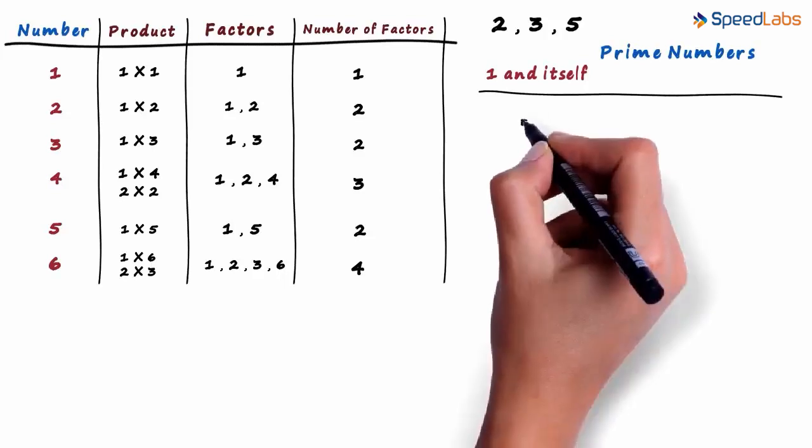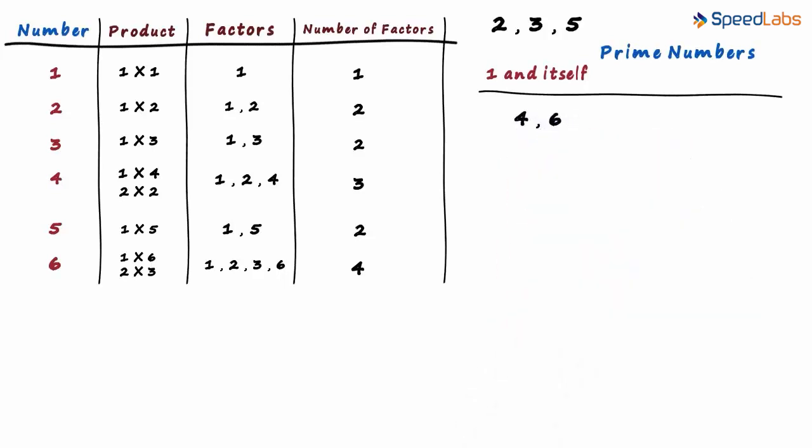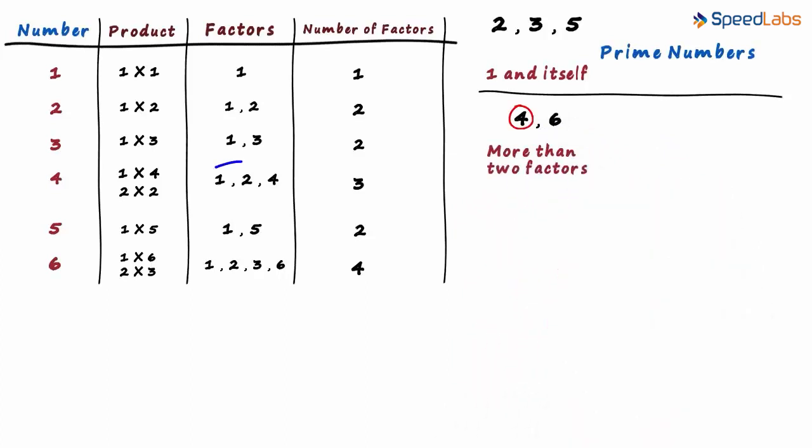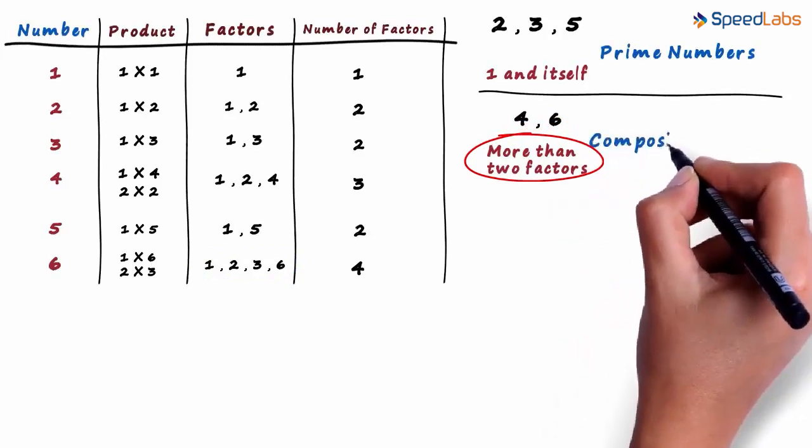Now look at the numbers 4 and 6. Each of them have more than 2 factors. 4 has 3 factors and 6 has 4 factors. Such numbers which have more than 2 factors are called composite numbers.